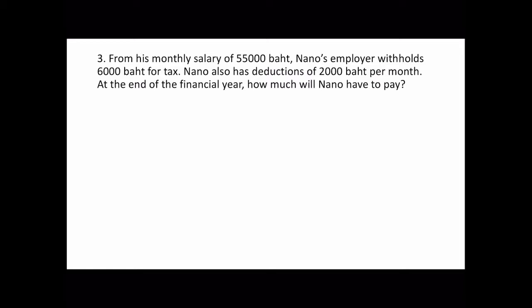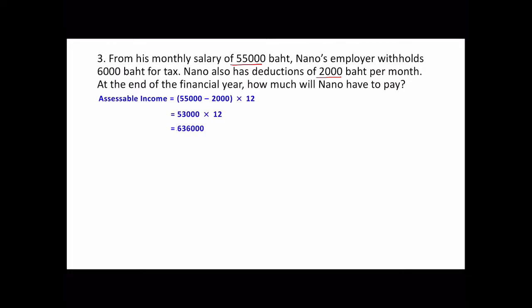First of all, we'll find out what his assessable income is, so how much he actually needs to pay tax on. His salary is 55,000. The deductions get taken off his salary, all right? So it reduces his income. So 55,000 minus 2,000, that would be his monthly assessable income. So his yearly one, times by 12. So 53,000 times 12, 636,000.